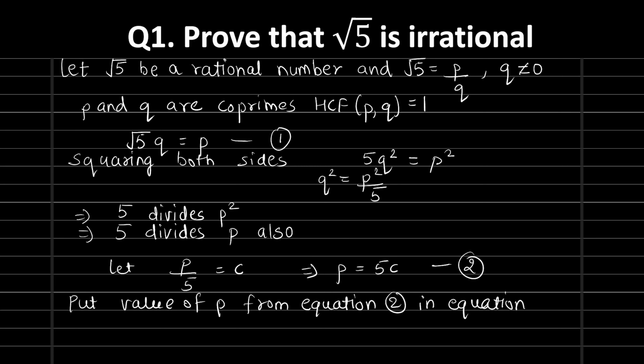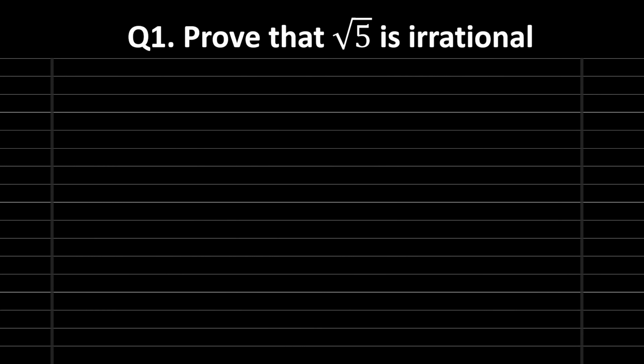On doing this, what are we going to get? We will get root 5 cube is equals to, in place of p, we will write down 5c. Now again we got root 5 cube equals to 5c. So we will square on both the sides. If you will square on both the sides, it will give us 5q square equals to 25c square. 5c whole square will be 25c square.